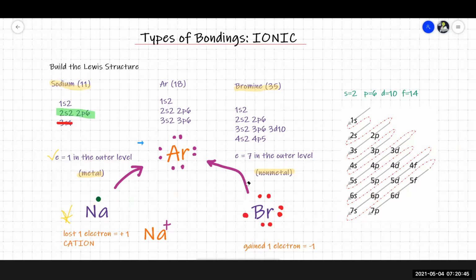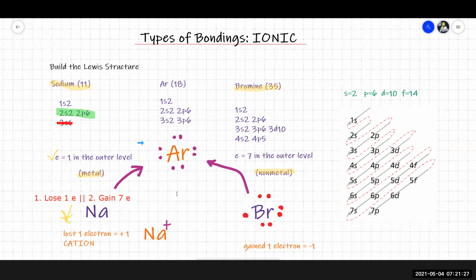Now, answer me this question. If you were sodium, what do you think is easier for you? Do you think it's easier to lose one dot or one electron? Okay, you have two options. Because you are sodium, you have two options. The number one is you lose one electron, and the second option is you gain 7 electrons.